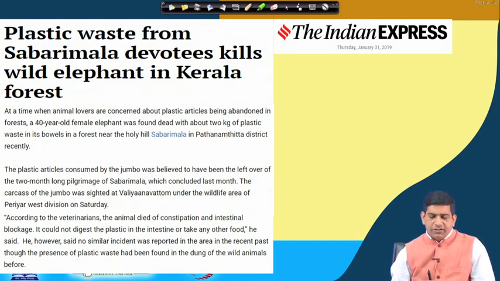The plastic articles consumed by the elephant were believed to have been left over by the 2-month-long pilgrimage in Sabarimala, which concluded in December, and the carcass of that animal, that jumbo, was found in the wildlife area. When the veterinarian examined the animal, they found that it died of constipation and intestinal blockage, because it could not digest the plastic in the intestine or take any other food. However, no similar incident had been reported before, where plastic waste was found in the dung of wild animals. So, this was the first to be reported.